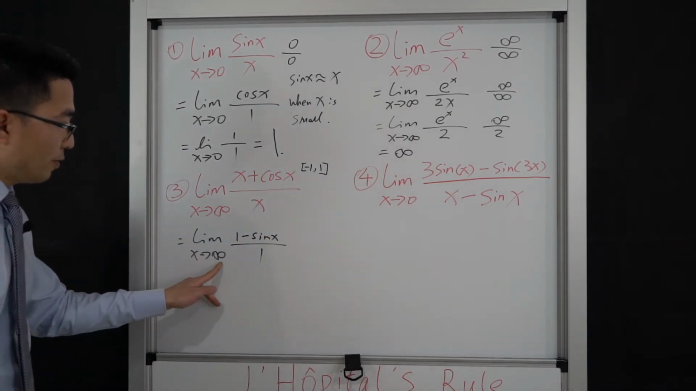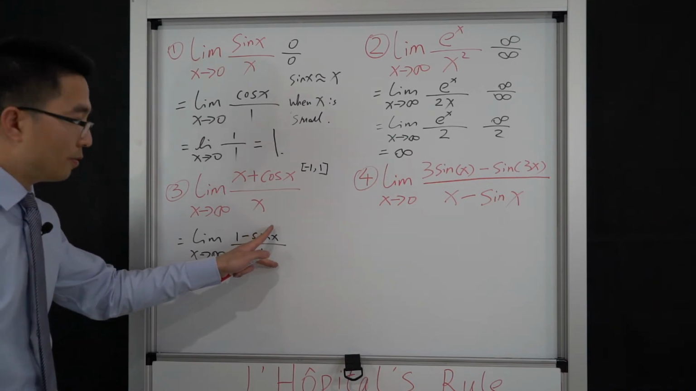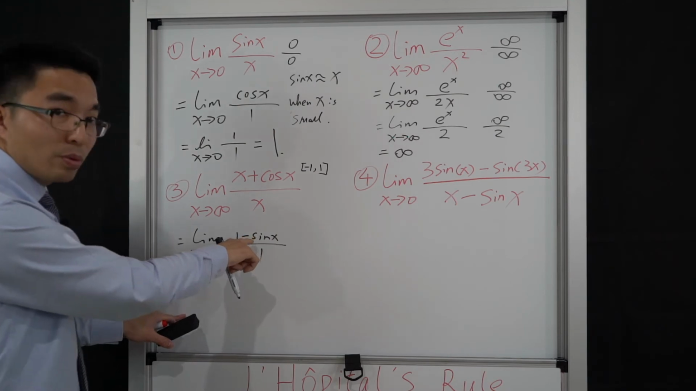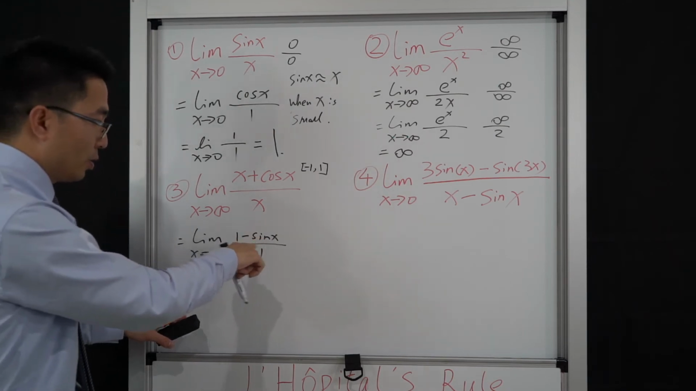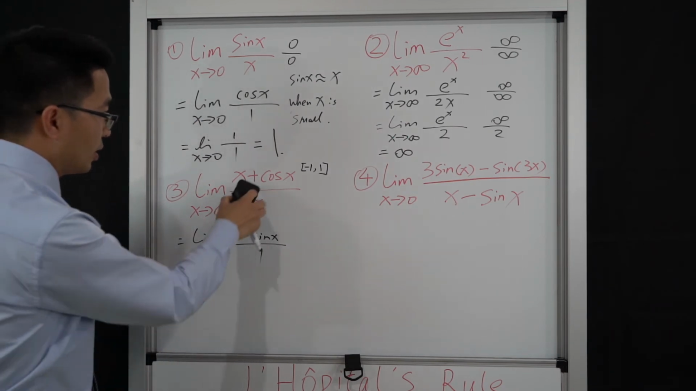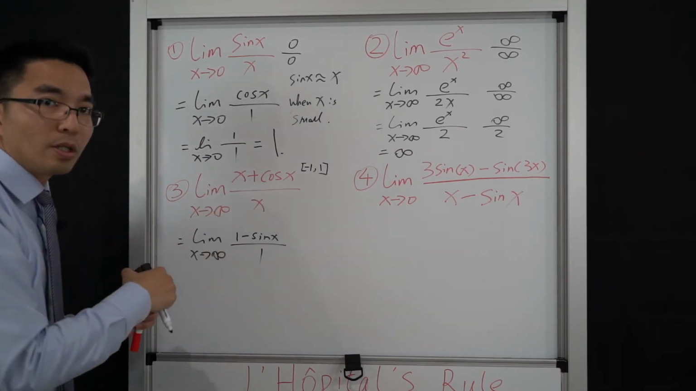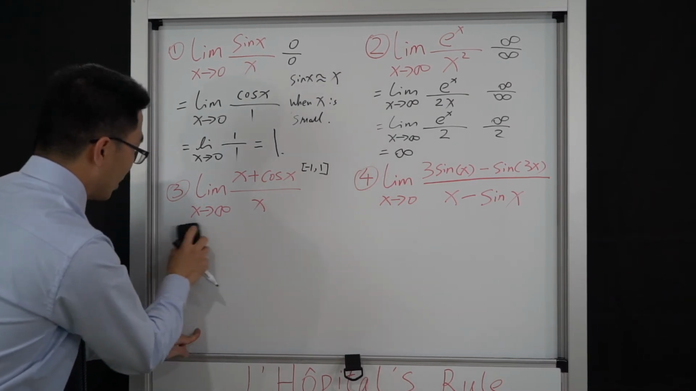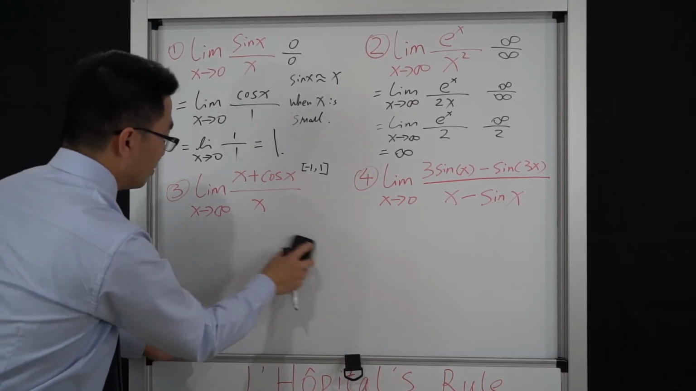When x approaches infinity, we can't tell the value of sin x. It could be 0, could be 1, could be -1. So at the end, we are not sure of the limit. That's why for this limit we can't use L'Hopital's rule. We just use a normal method to find the limit.